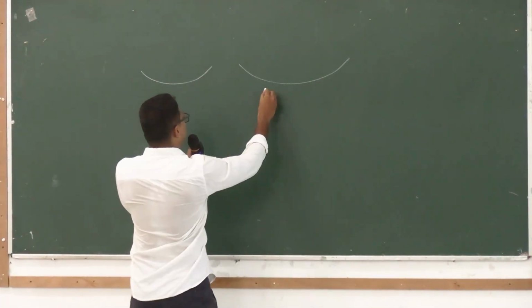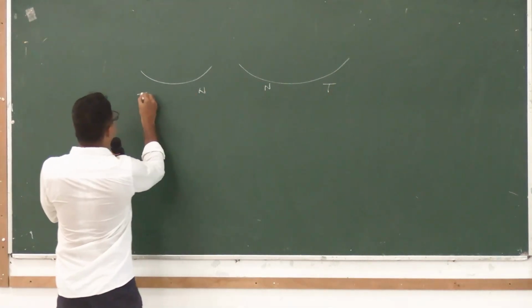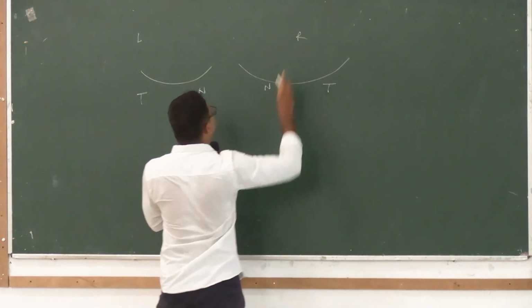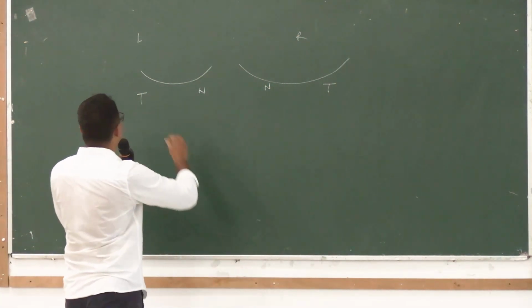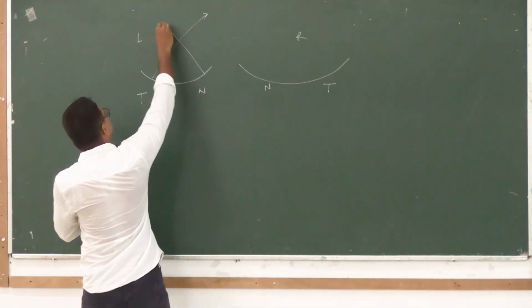So here is your nasal retina, here is your temporal retina, nasal retina and temporal retina. This is left eye and this is right eye, right? Okay, so temporal retina will see the nasal area, and nasal retina will see the temporal field of vision. Okay, so this is one thing.